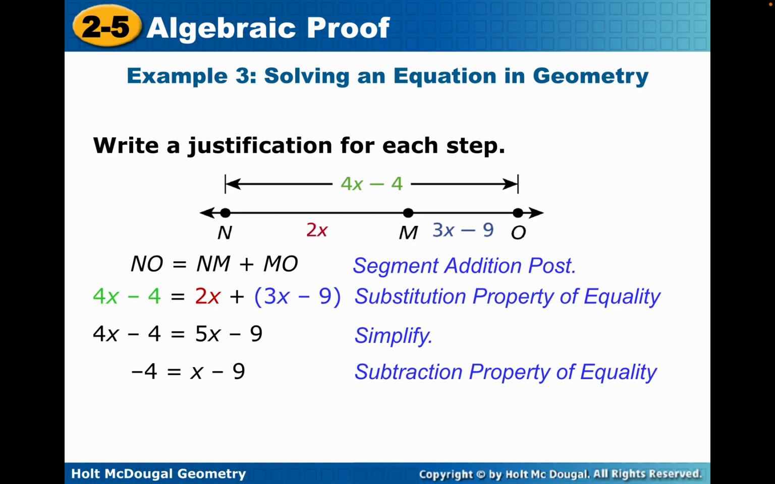So what are we adding? The 9. So what kind of property is that? Yeah, addition property. Okay. Then we have 5 equals x. Are we done? Perfect. Oh, yeah, we're done. Okay. So you see how we're just adding and explaining those steps?